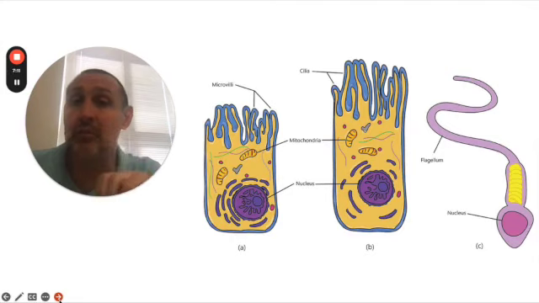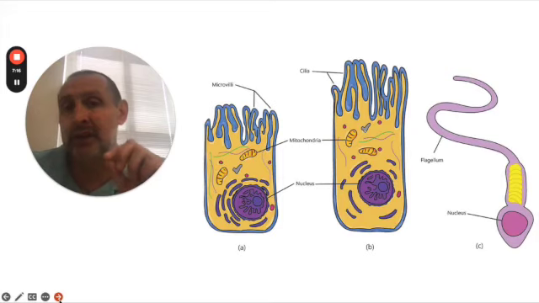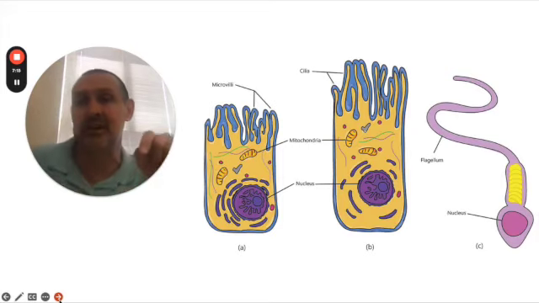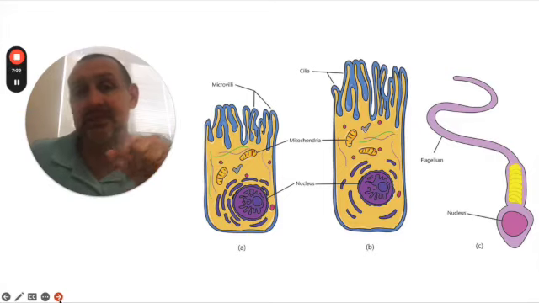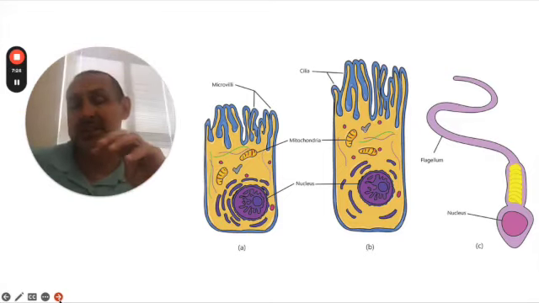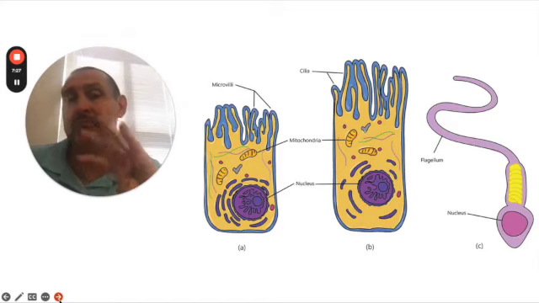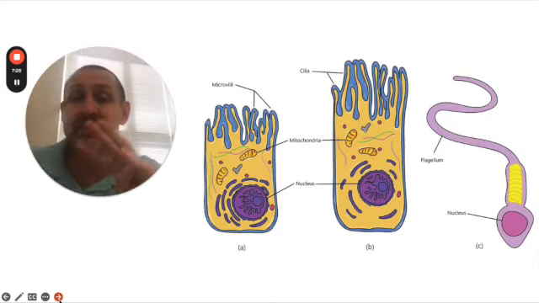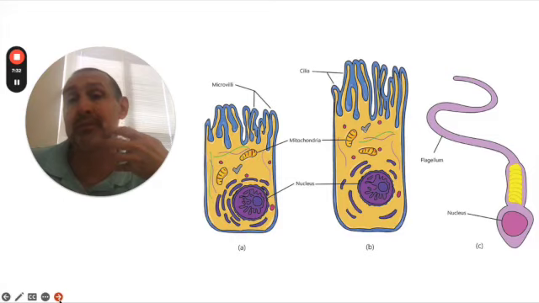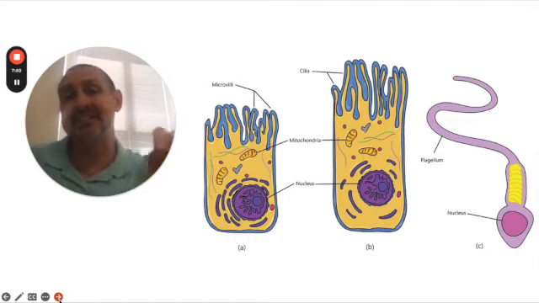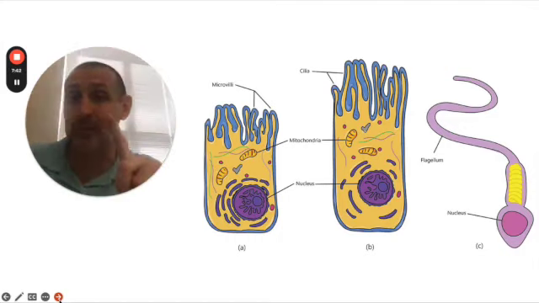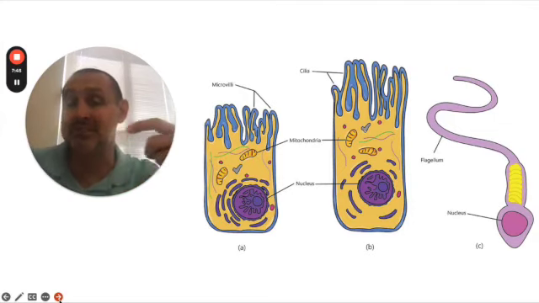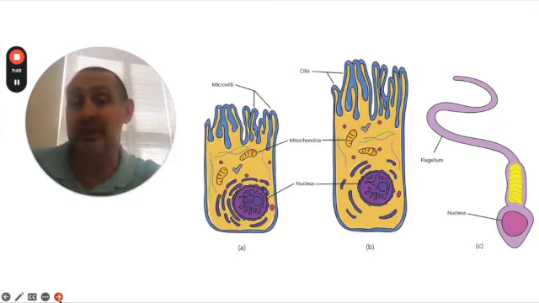Some cells have small projections. In the case of cell A, those small projections are called microvilli, and what that does is increase the surface area around the cell to absorb nutrients. In B, those projections are called cilia, and cilia can move, moving things past the cell. For example, in your trachea, dirt and dust particles get moved out of your respiratory tract by the cilia. In the case of C, the flagella is a single projection in sperm that helps the sperm move from one location to another.